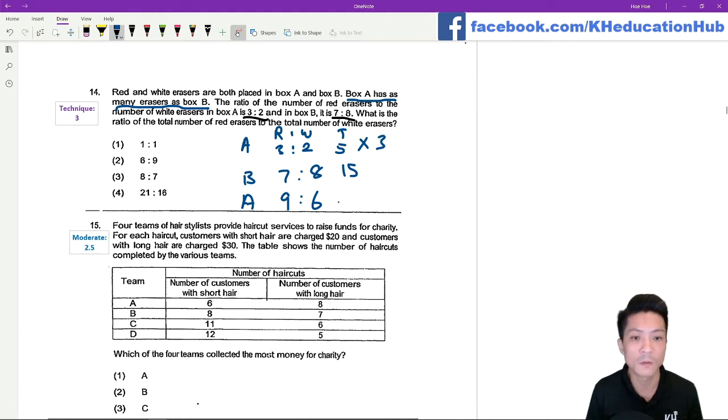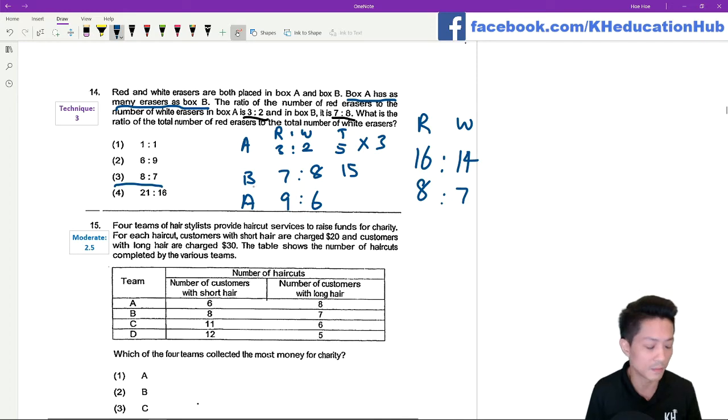They're asking for the ratio of the total number of red. Total number of red would be 9 plus 7, which is 16. Total white is 8 plus 6, which is 14. The ratio of the total number of red erasers to the total number of white erasers, 16:14. Change to simplest form, it will be 8:7. Answer is number 3.